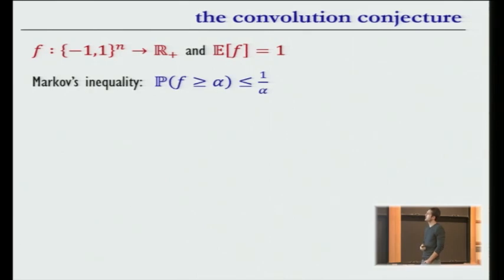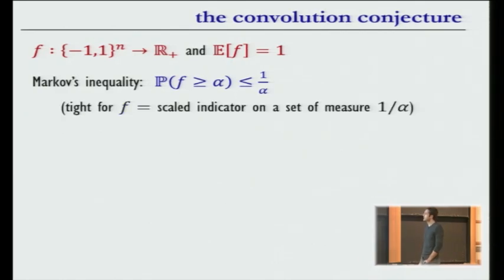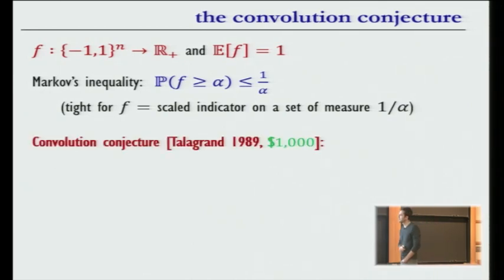So what can you say in this case? Obviously, with this much information, not much. You have Markov's inequality. Here this probability is with respect to the uniform measure. The probability that F is bigger than alpha is at most 1 over alpha. That's Markov's inequality, not very surprising. Of course, this is tight if we take F to be the indicator of a subset.